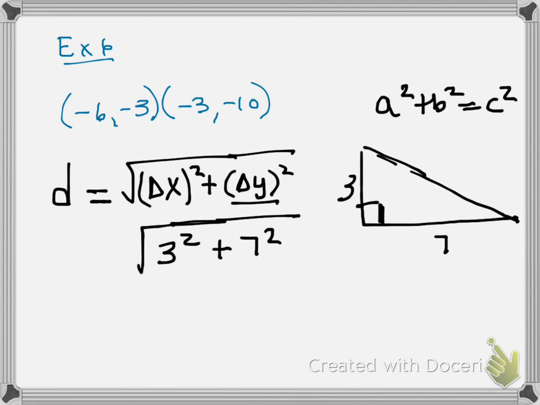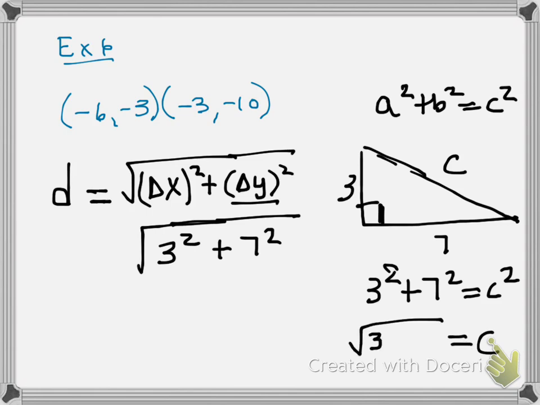And so now if you're doing this method, you would use the Pythagorean theorem. That'd be 3 squared plus 7 squared equals c squared. And remember, you're trying to figure out what c is. Well, if c squared is equal to this, then c would equal the square root of this. So c is equal to the square root of 3 squared plus 7 squared. Well, notice that's the exact same thing I got over here. So I just need to work this out.